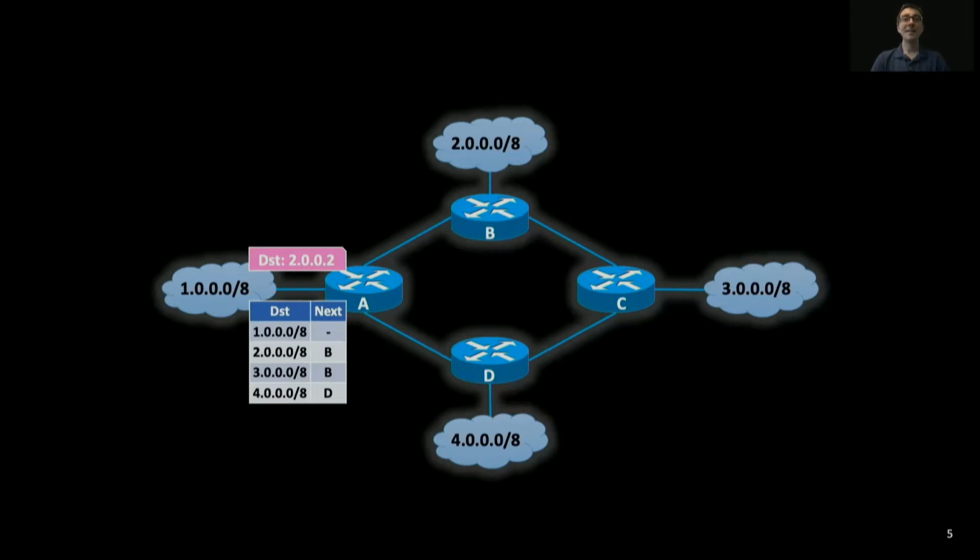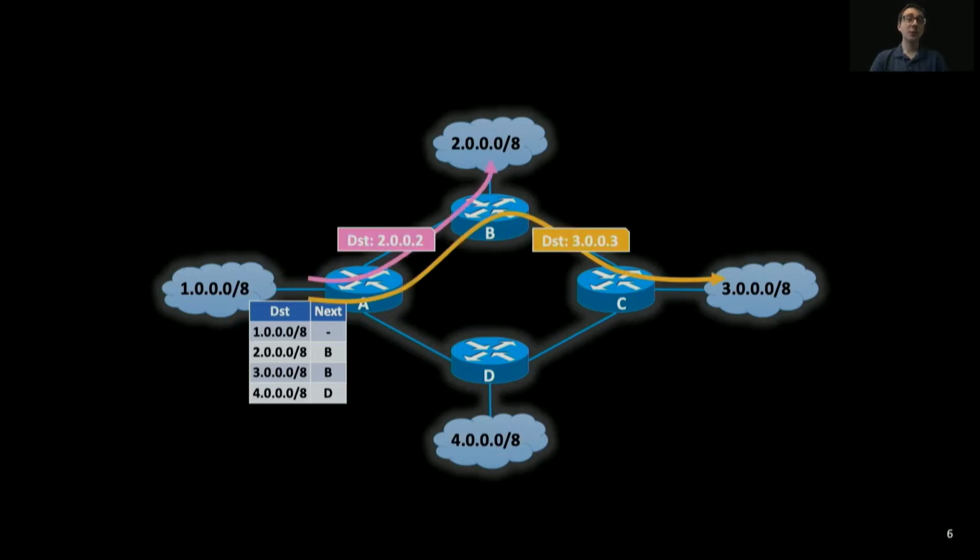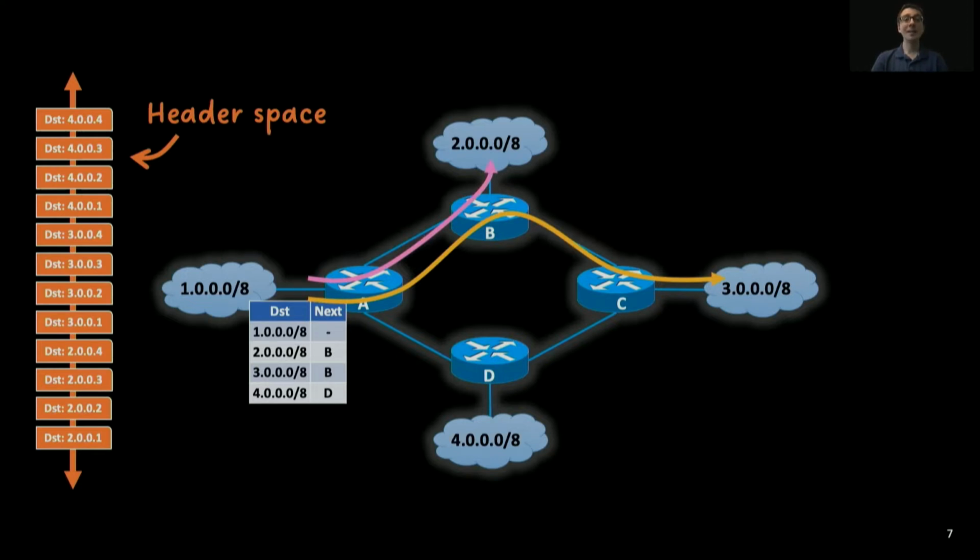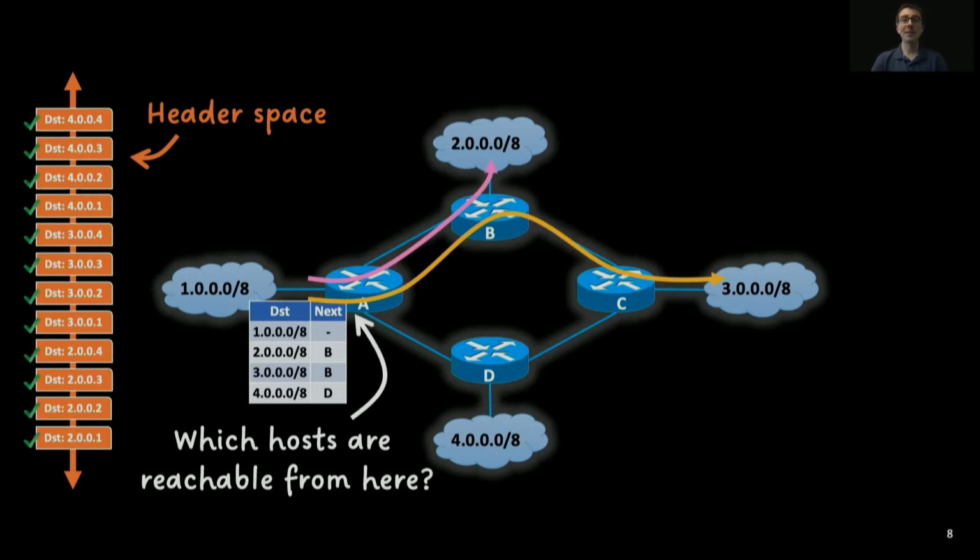Typically, this depends on a packet's destination IP address and the forwarding rules computed by the network's control plane. For example, if we assume the network uses shortest path routing, then a packet destined for 2.0.0.2 is forwarded through routers A and B, while a packet destined for 3.0.0.3 is forwarded through routers A, B, and C. The range of possible packet headers is called the header space. And to answer the network engineer's question, we need to analyze the network's behavior for the entire header space.